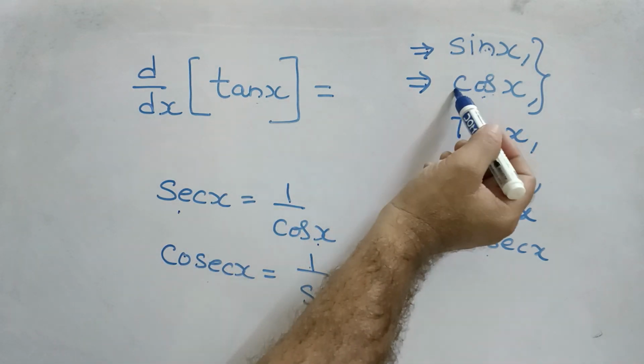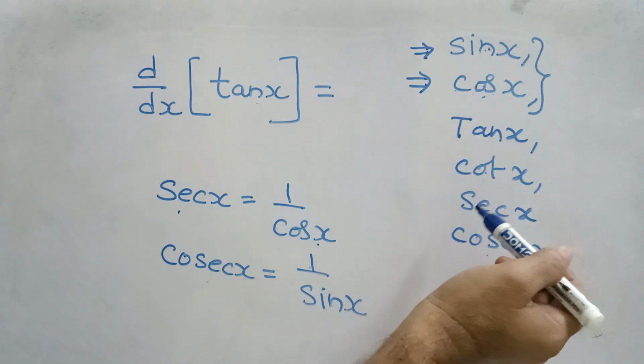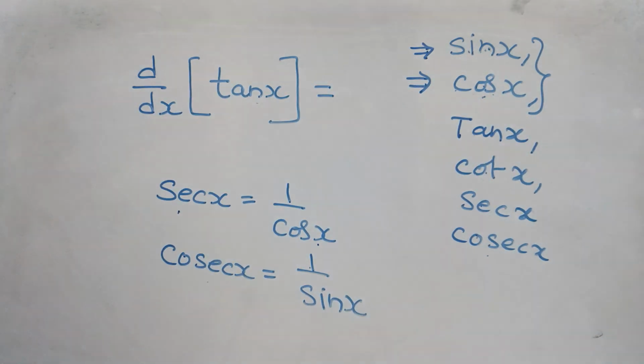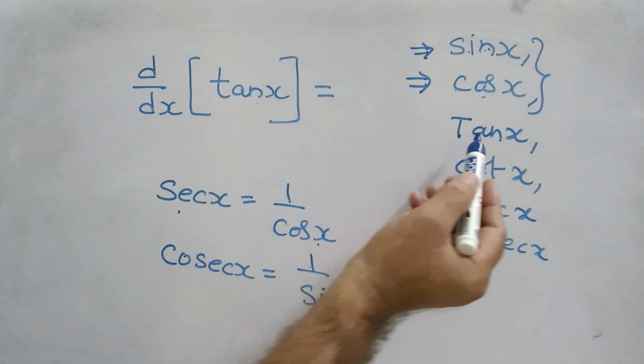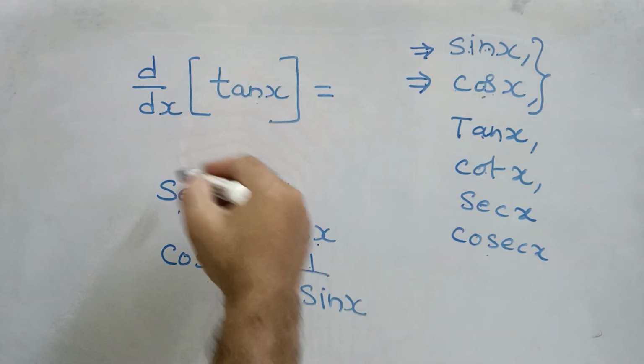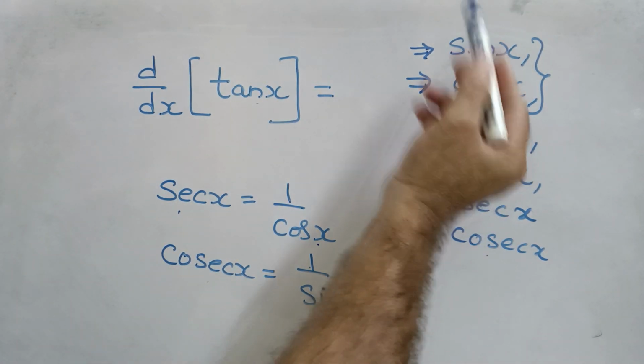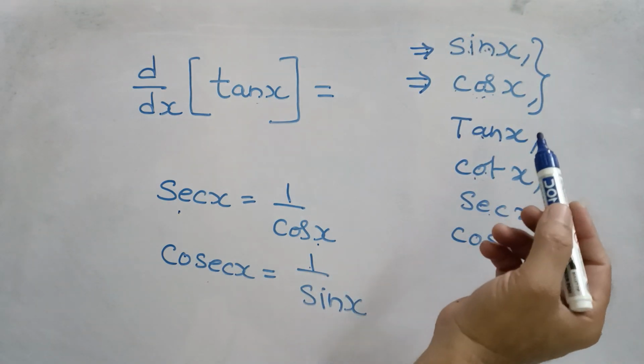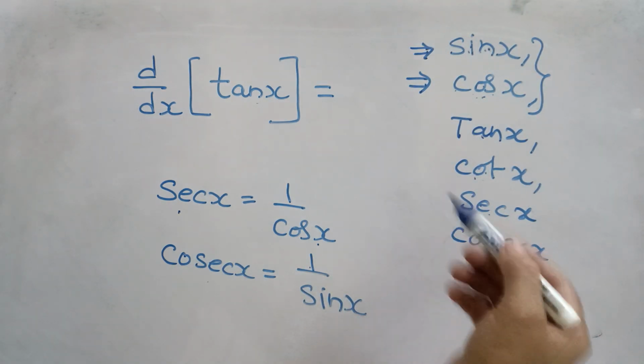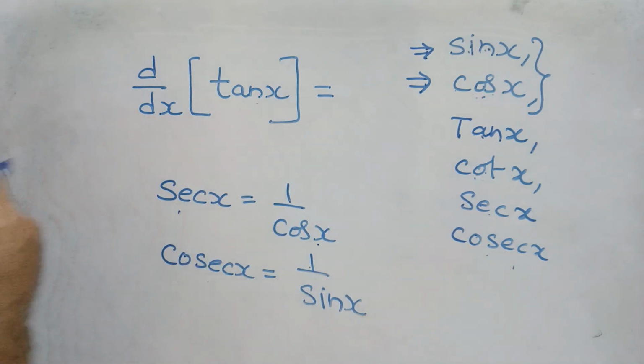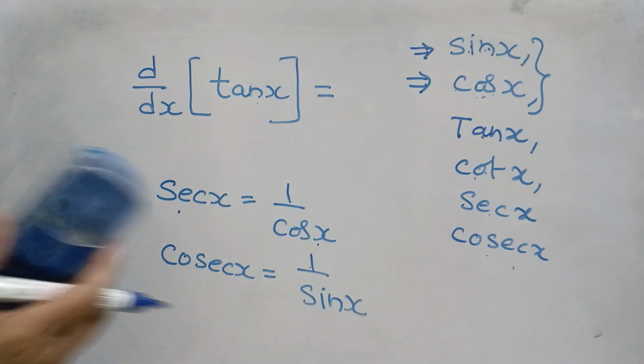If you know these two, the remaining four will be defined in terms of sin x and cos x. Therefore, what is tan x? Sin by cos. What is cot? Cos by sin. What is secant? 1 by cos. What is cosecant? 1 by sin. That's it. Very fine.